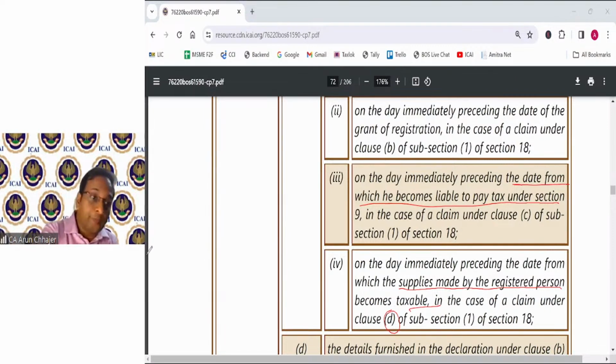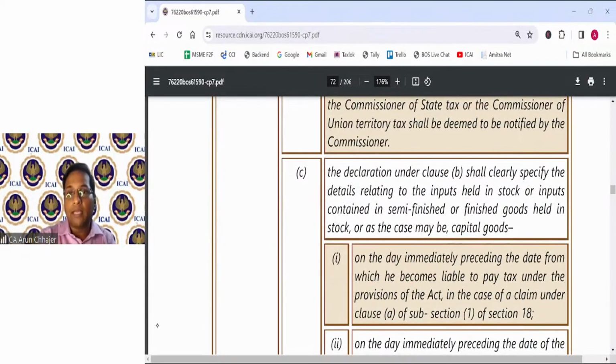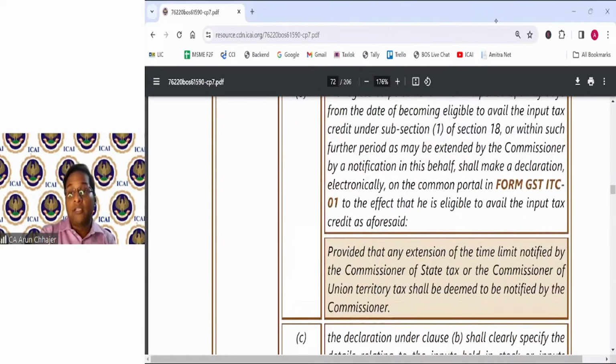So you need to specify the date, because based on that the ITC eligibility would be impacted. The declaration under clause B shall clearly specify the detail relating to input or capital goods. ठीक है? Declaration in ITC 01. So this ITC 01 should clearly indicate the date. Which date? Clause A, date of liability; clause B, date of registration; clause C, clause D. So whatever the date preceding that you are eligible to take the ITC, that date should be clearly mentioned.